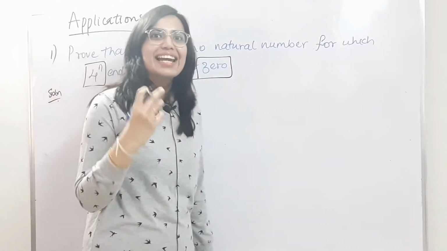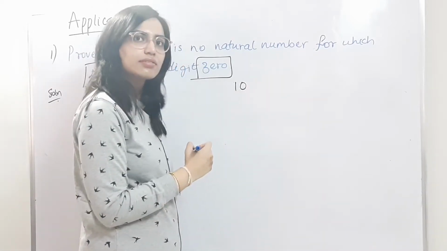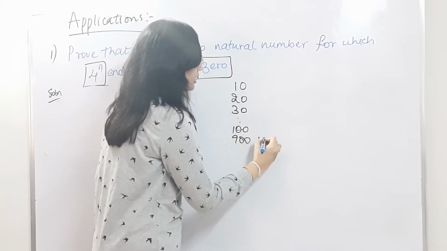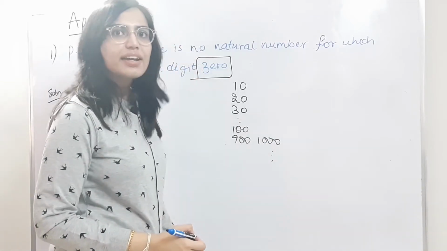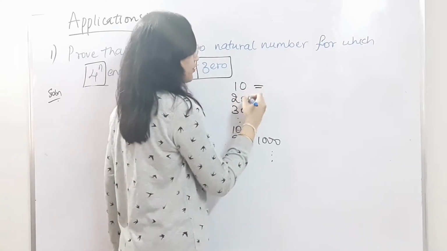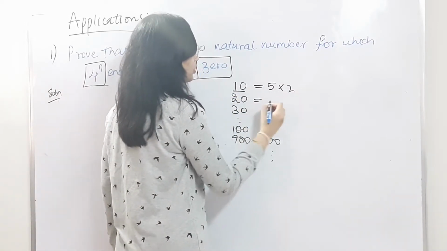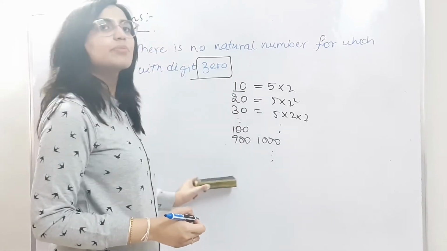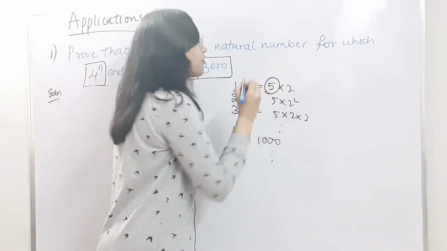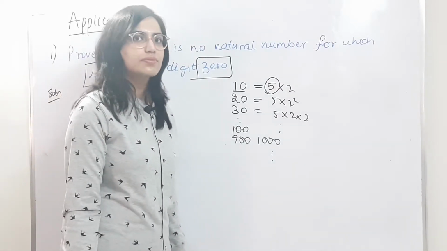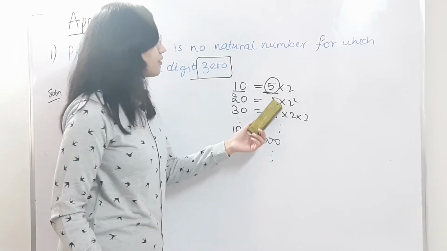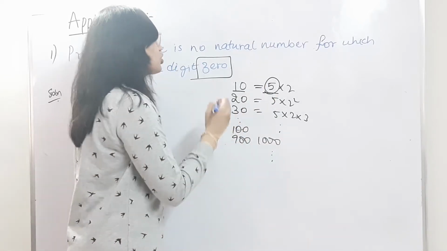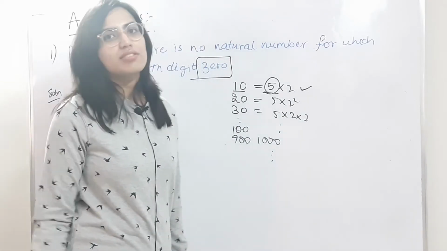What numbers end in 0? Do you think 10? 10 ends in 0, 20, 30, 100, 900, 1000 and so on. All these numbers end in 0. So what are the factors that you see? For example, 10 is 5 into 2, 20 is 5 into 2 square, 30 is 5 into 2 into 3 and so on. When you see all these numbers that end in 0, you can see that 5 is the common factor across. So 5 into 2 square, 5 into 2 cube and so on. Whatever you take, a number ending with 0 should have at least one 5 and one 2.